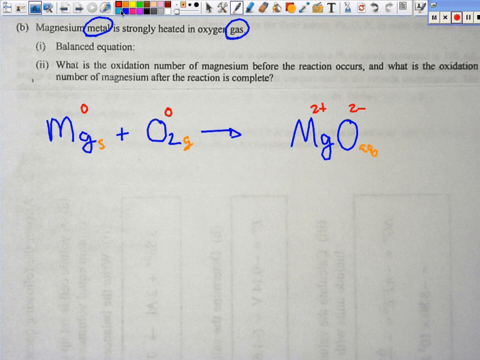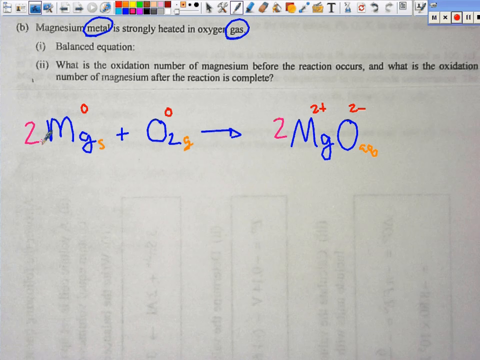Guys, I've already answered part II for you. Please don't miss oxidation states. What is the oxidation state of magnesium before the reaction? 0. And what is the oxidation state after? Guys, that's easy. That's honors level.